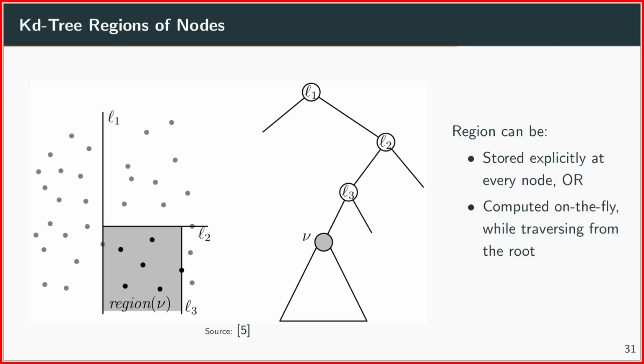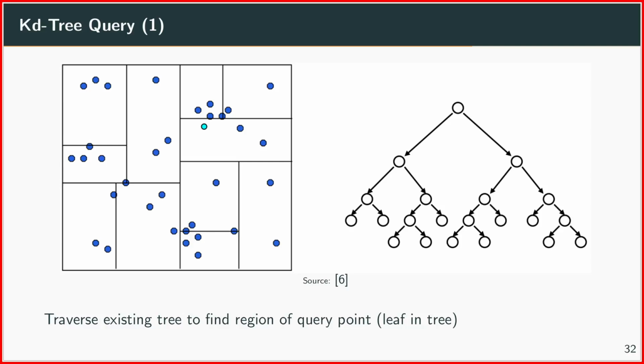And yeah, one important thing for computational purposes is that regions can either be explicitly stored at every node or computed on the fly while you traverse from the root. So either you have already a region operator where you have all the subsets of points stored and you represent them in each of the nodes here, or you don't do that and you do that basically on the fly while traversing from the root. Okay, that is how you build this.